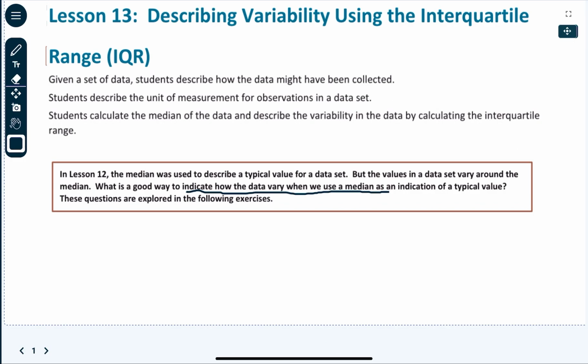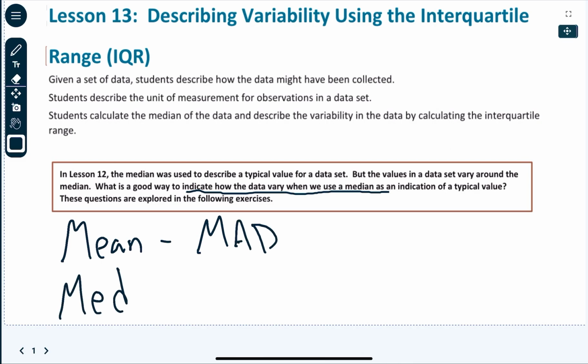Just like when we used the mean, we talked about the MAD. When we use the median, we're going to talk about the IQR.